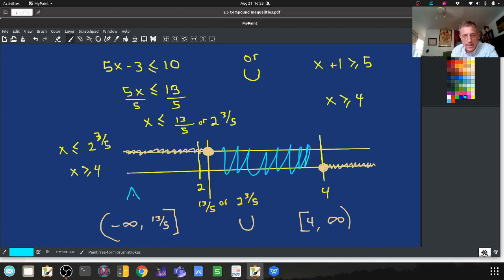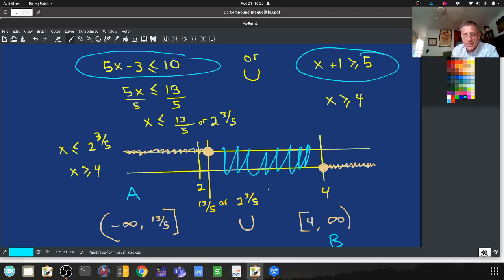So we have no interesting way to write the answer except as the union of two sets. So this is set A, and that satisfies this inequality. This is set B, and that satisfies this inequality. And I simply have to take the union, and that's it.